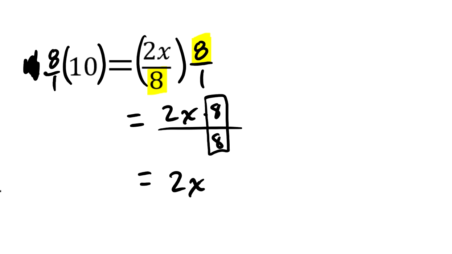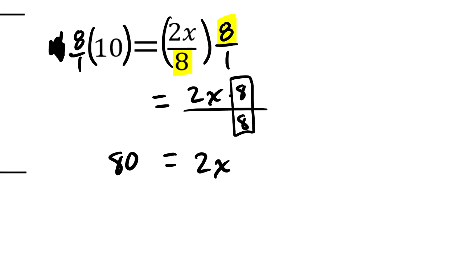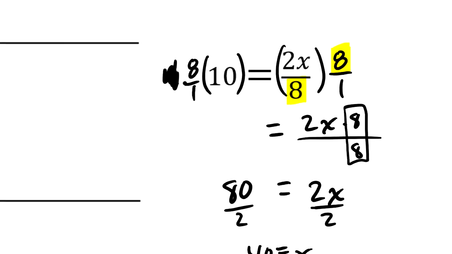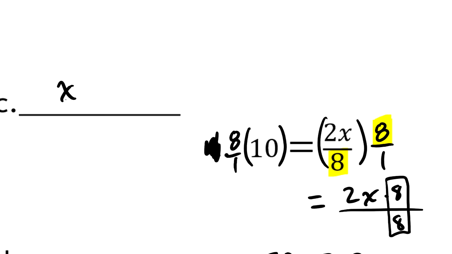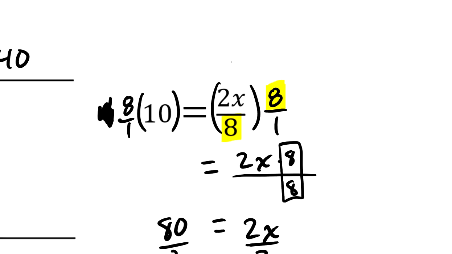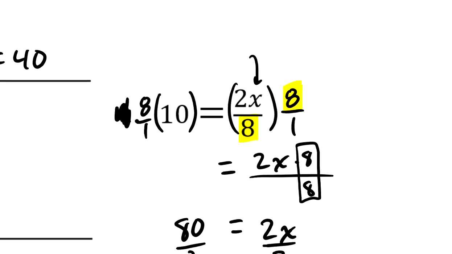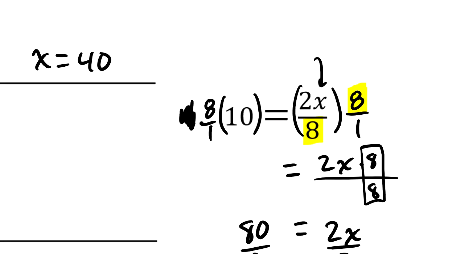Now, over on the right-hand side, this is simply 8 times 10, which is the number 80. And if I divide both sides of this by 2, you can see that I get 40. X is 40. And it's nice to come back in and verify that. 2 times 40 is 80, and 80 divided by 8 is indeed 10. So it works rather nicely.